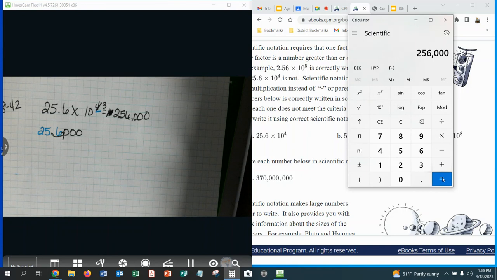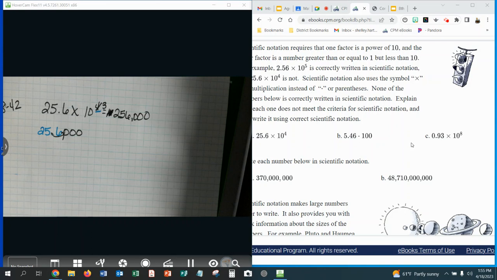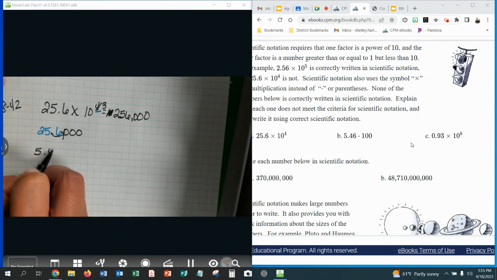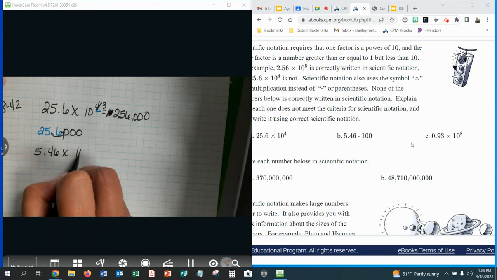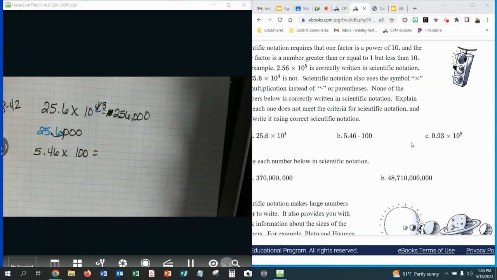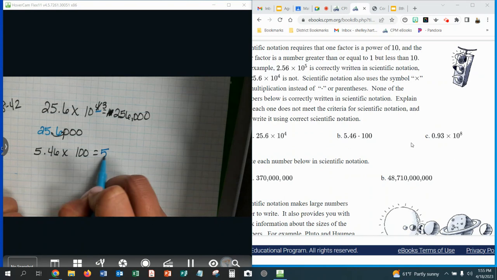Is it coming clearer? We're getting out of the fog a little bit. Good. We're going to continue this. Let's do 5.46 times 100. Francisco, what did you get? 5.46 times 100. You were absolutely right.